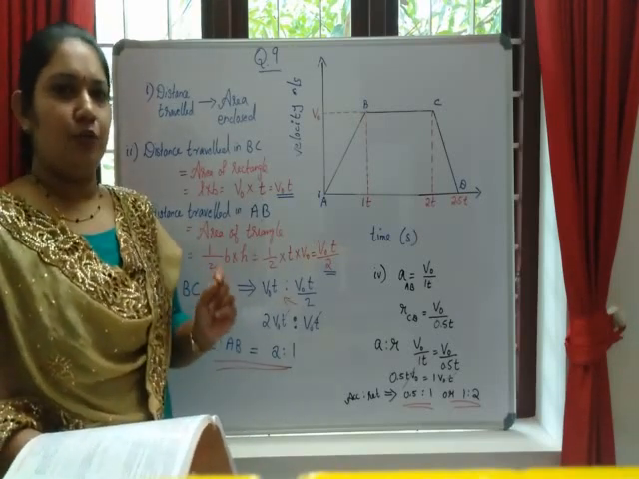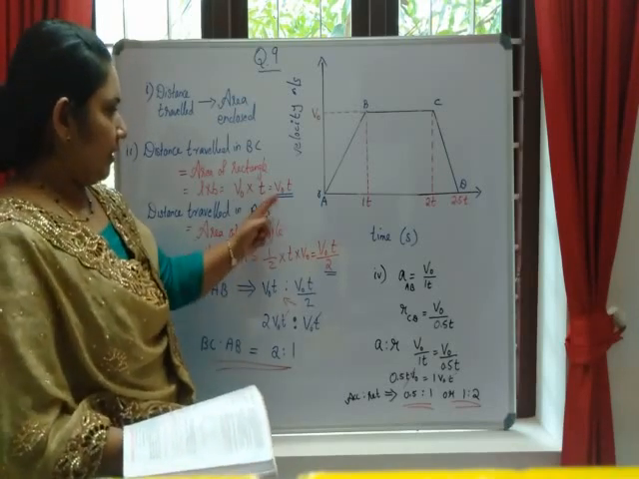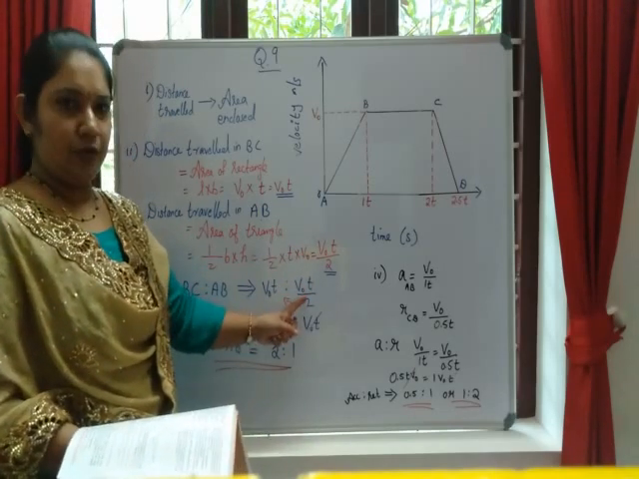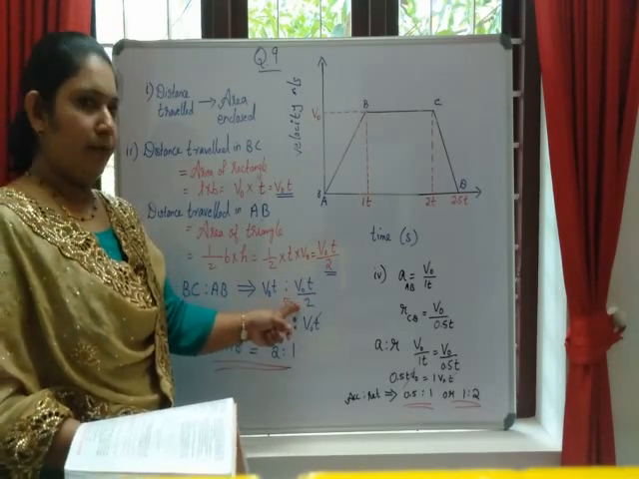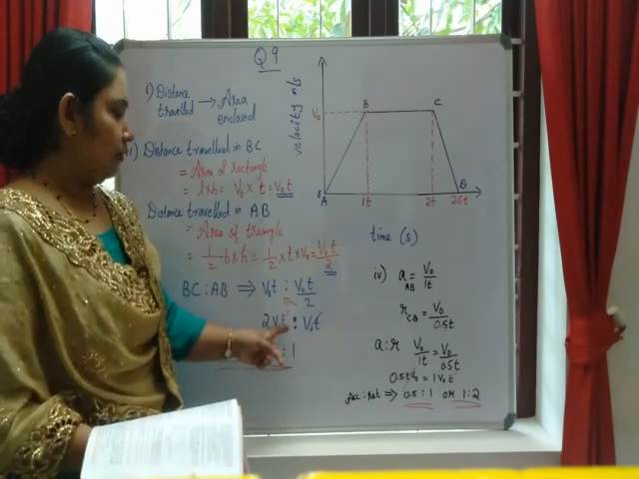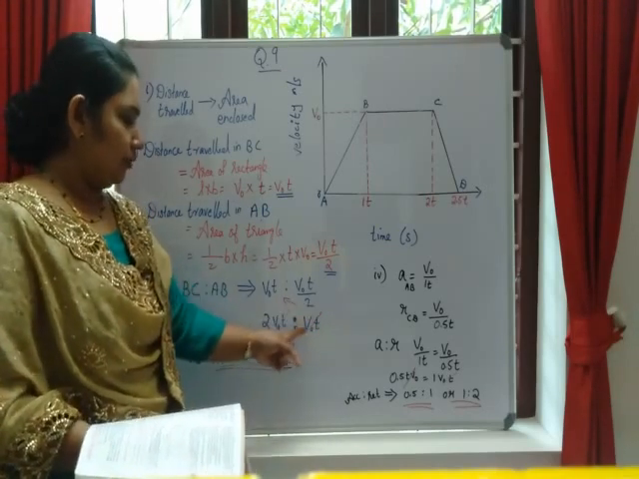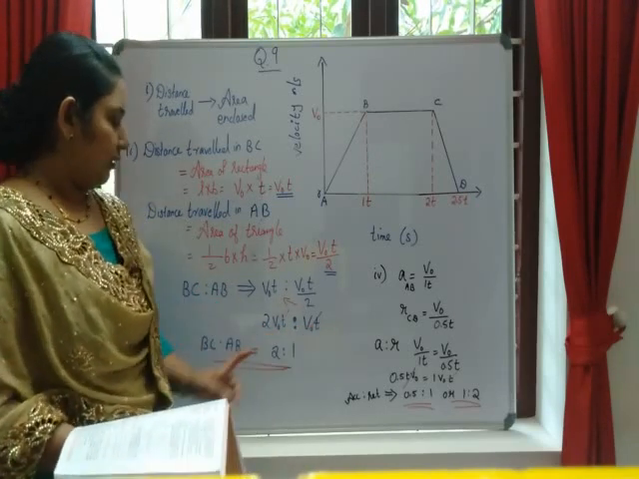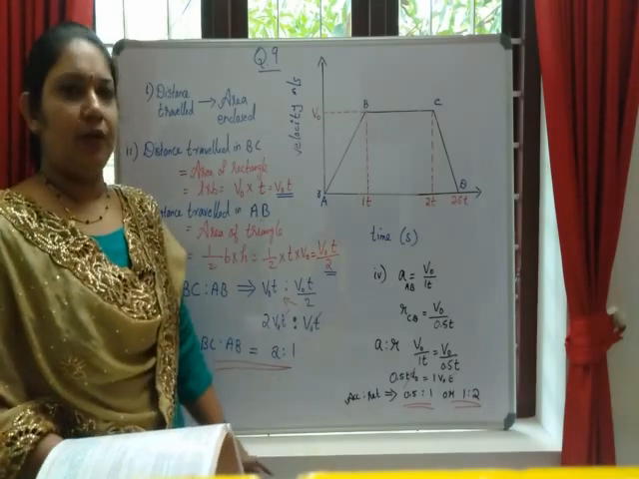Compare means the answer should be in ratio. BC is to AB. BC is V0t. AB is V0t by 2. This is a ratio. To make a proper ratio, you just want to cross multiply. Divided by 2 when it goes to the opposite side, multiply by 2. So you get 2 V0t is to V0t. Same values get cancelled. V0t and V0t cancel. So what is remaining here? 1. So you get 2 is to 1. So the ratio BC is to AB is 2 is to 1.